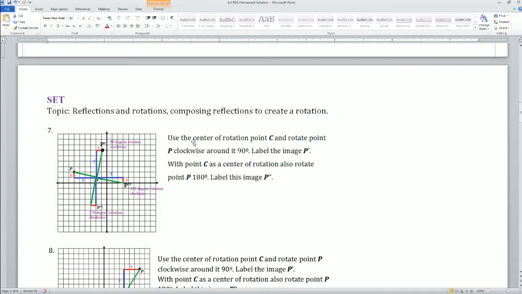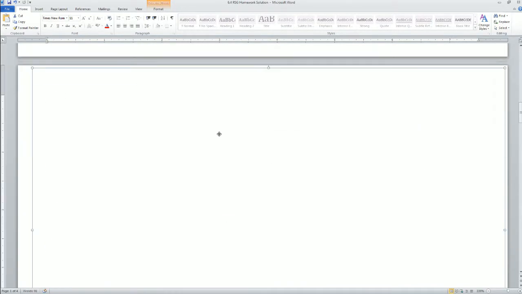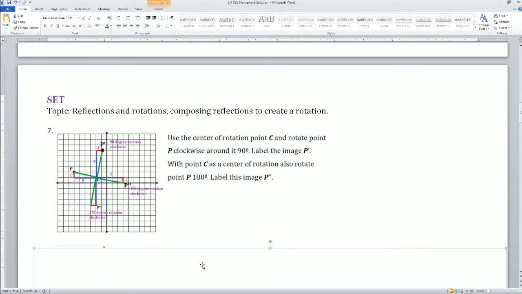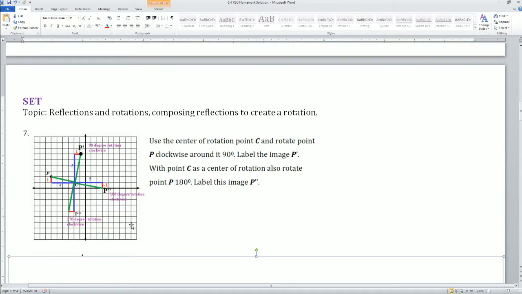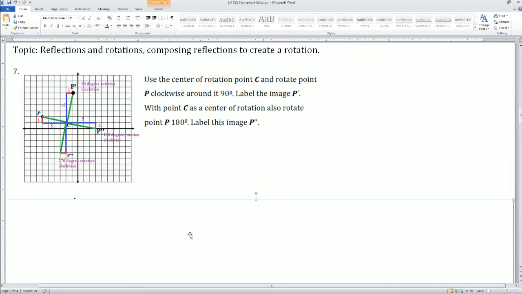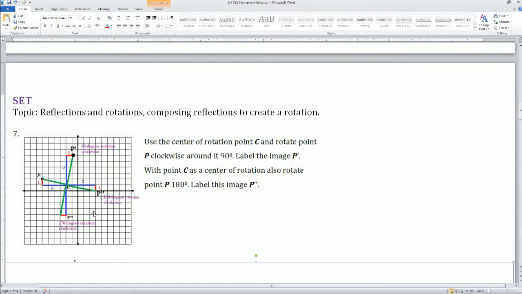So the next one. All right. I'm just going to display this answer, and I can work the problem for you. This is number 7. It asks us to do a couple of rotations about a fixed point C. I don't think you can see it well, but hopefully you can. I'm going to do the problem in detail for you.